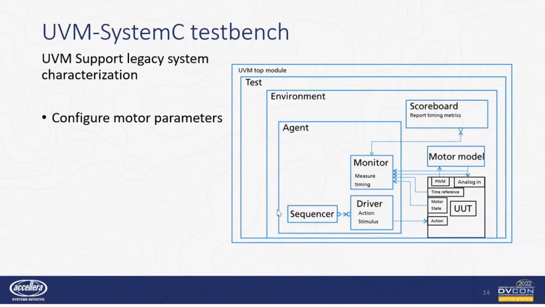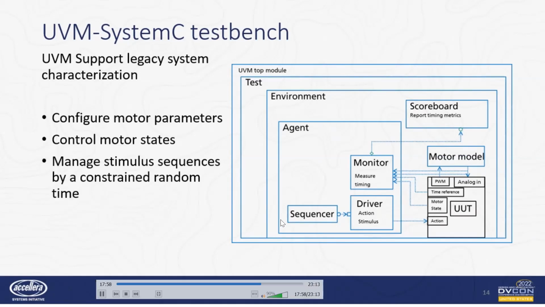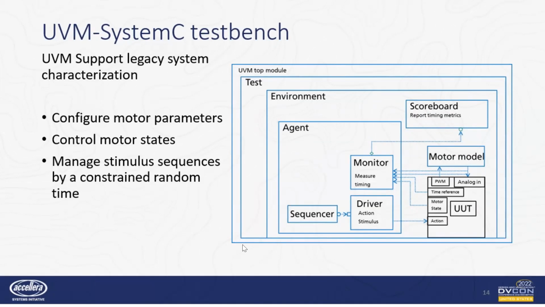Configure the motor parameters using constrained randomization. Take the motor to the desired states. Send a sequence of actions separated by a constrained random time. Monitor the desired response times and send them to the scoreboard for further analysis. After implementing and running the complete verification suite, we can get a profile of the response times for each test scenario.